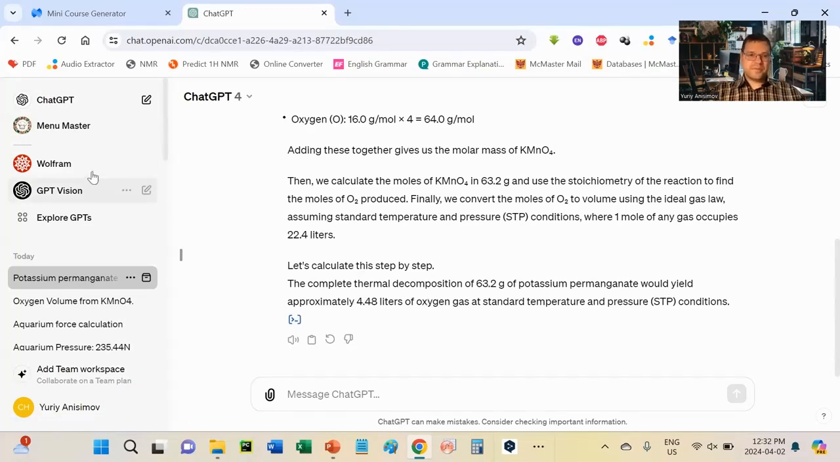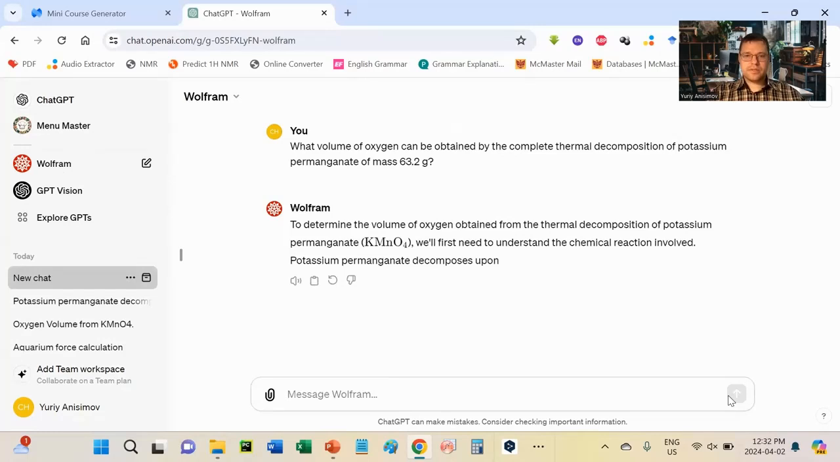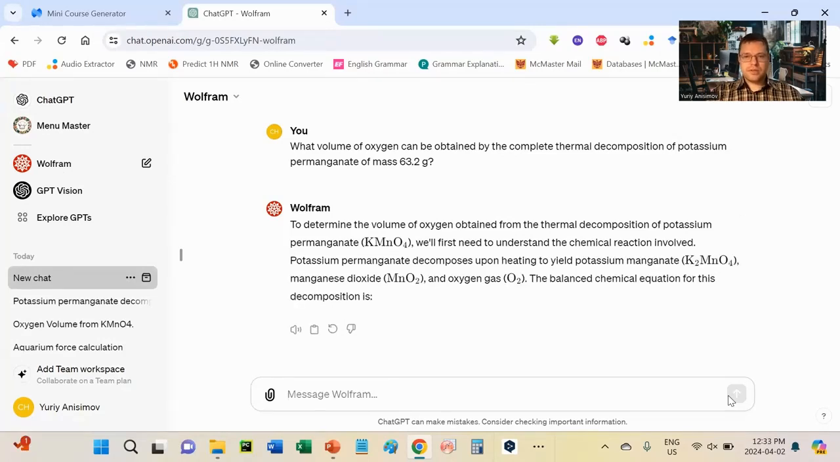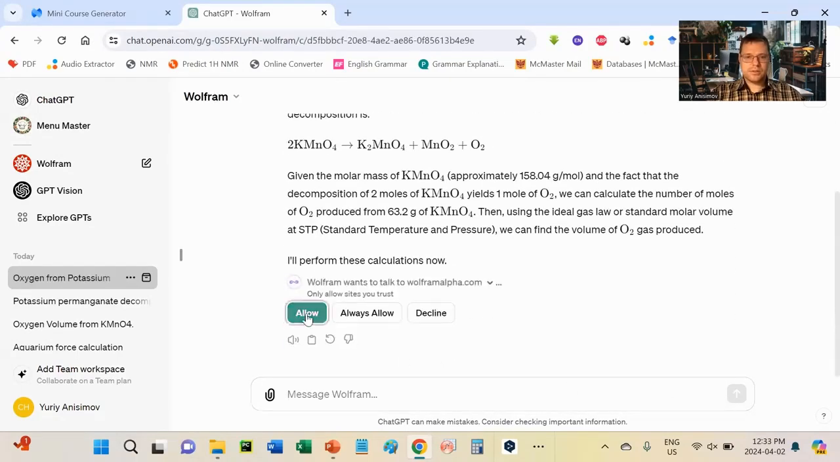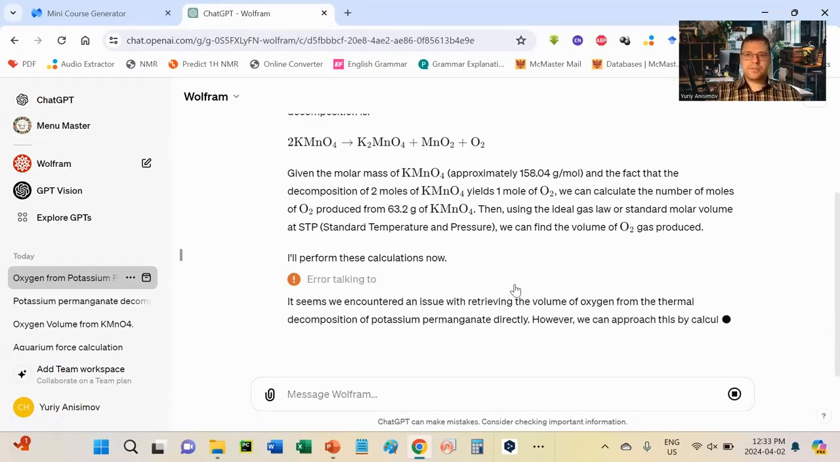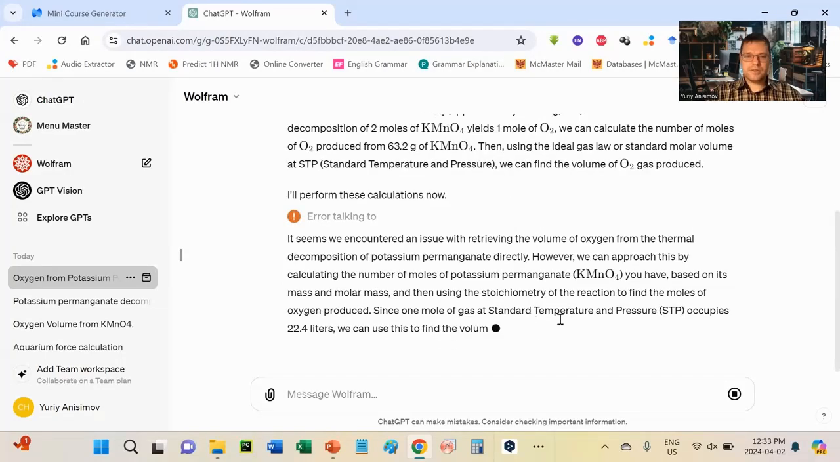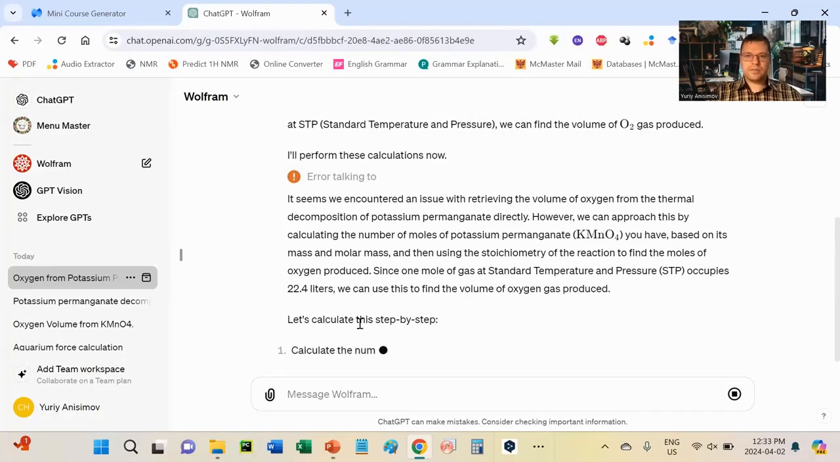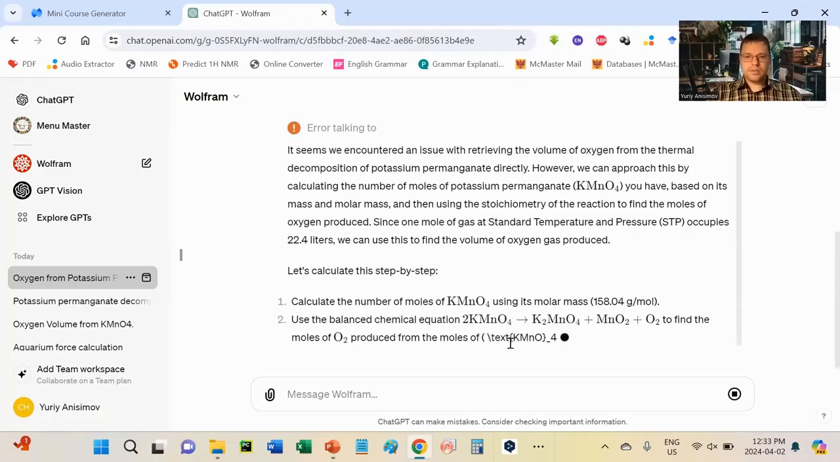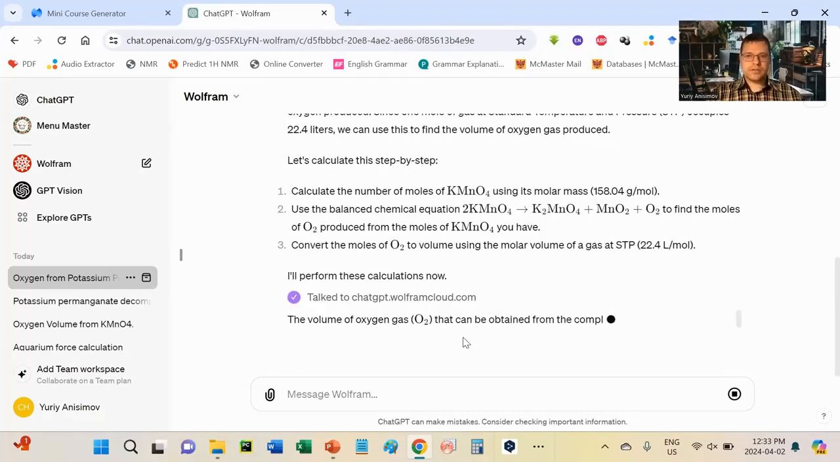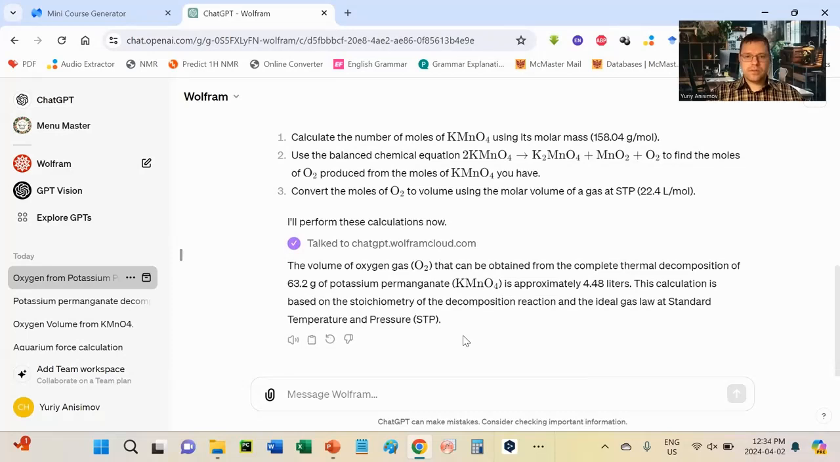Wolfram Assistant now. We'll first need to understand the chemical reaction involved. Absolutely. Okay, right. Calculations. Error. It happens pretty often. But let's see. Okay, 22.4 liters. It's correct for every mole of gas. The molar mass is correct. Again, it's trying to talk to Wolfram Alpha. It talked to Wolfram Alpha, and finally, yay, the right answer.